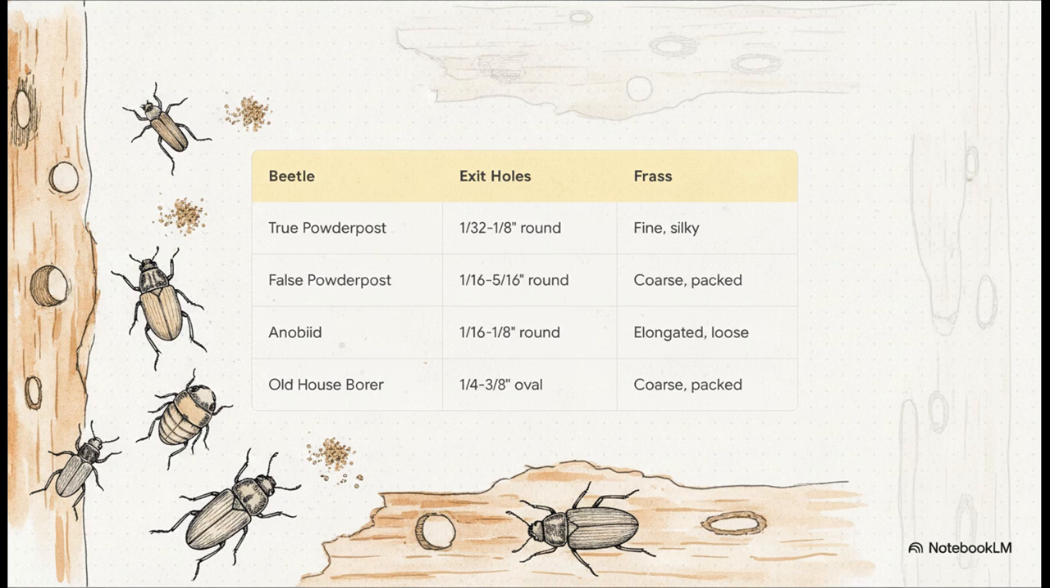Think of this evidence log as your ultimate cheat sheet. You can actually match the crime scene to the exact beetle suspect based purely on the diameter of the exit hole and the texture of the sawdust, or frass, left behind. From the tiny holes and silky frass of the true powder post to the much larger oval holes of the old house borer, the wood itself tells the story of who chewed their way out.